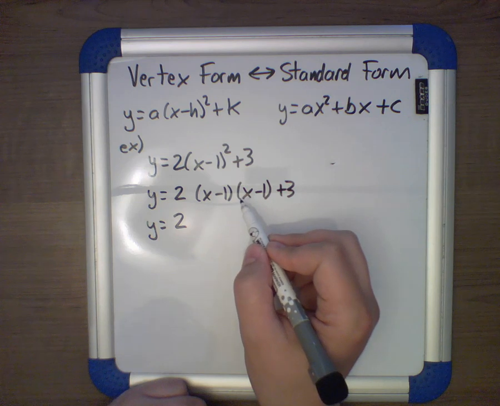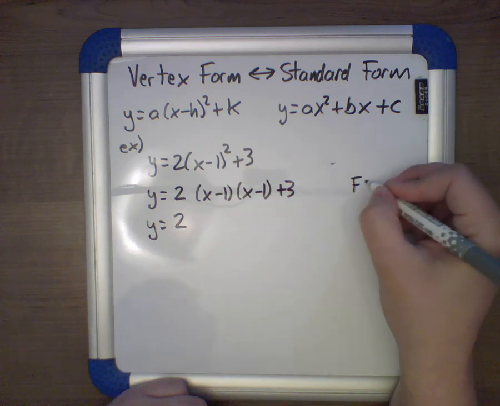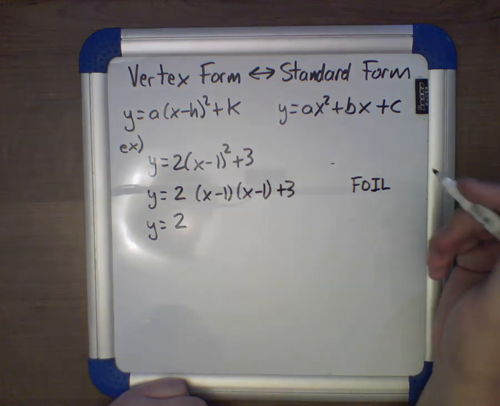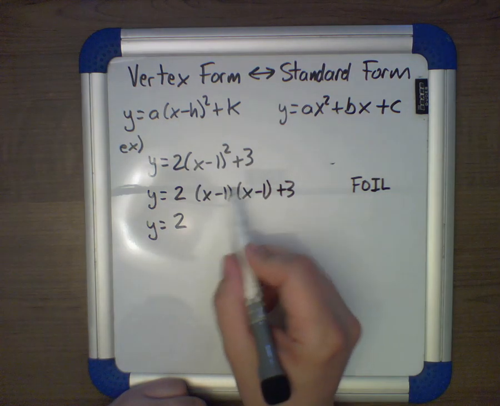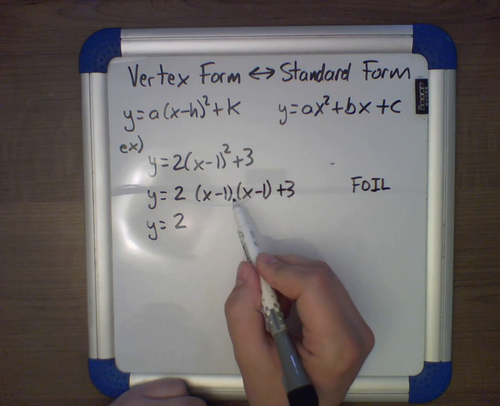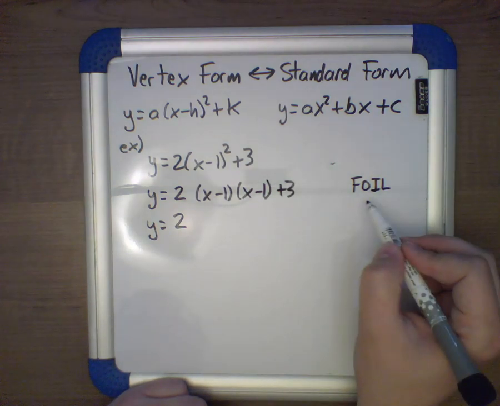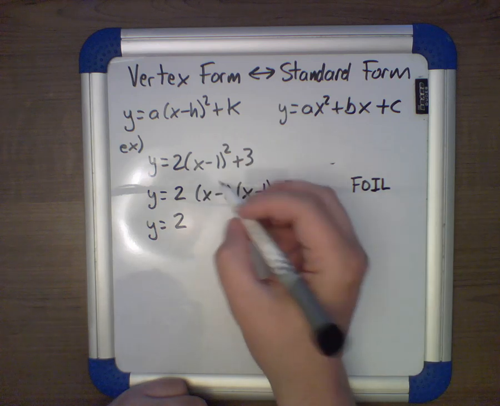Now you may have done something like this before. There's a process we use that's called FOIL. FOIL is just a way of helping us remember that we are expanding. So let's see, how do I multiply two brackets together when they both have multiple terms inside? I start by multiplying the first terms together, so the first term in each bracket.